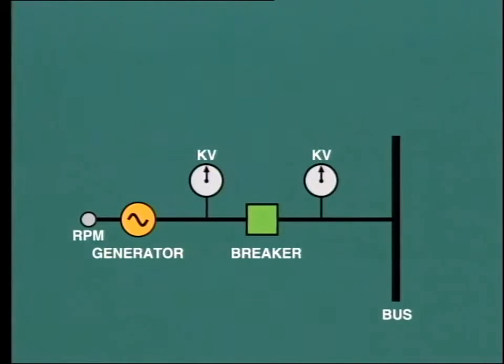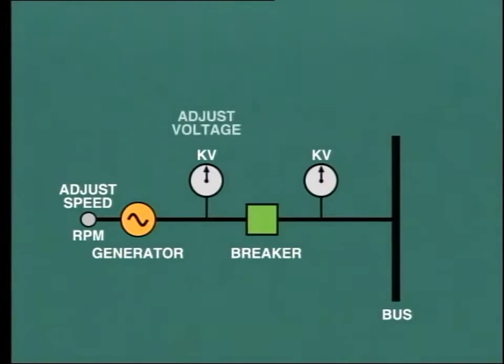So let's now turn our attention to synchronizing. When the generator is switched into the power system, it is not sufficient to just close the circuit breaker. Certain definite conditions must be set up before the generator can be synchronized to the system. The first thing is that the generator must be running at its rated speed. This is done by adjusting the governor set point.